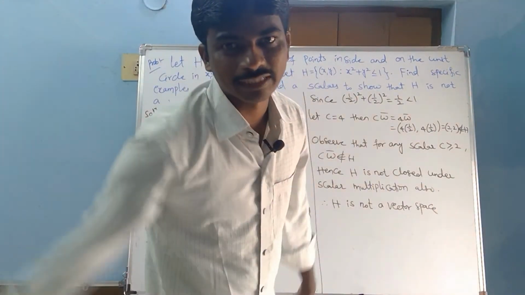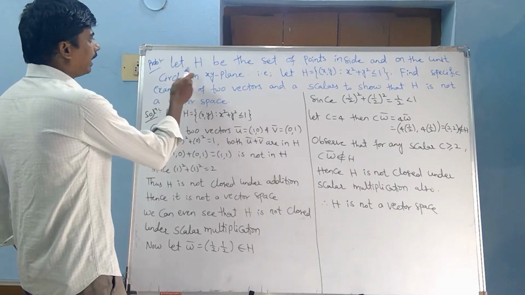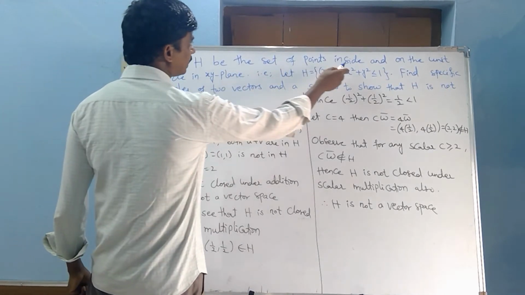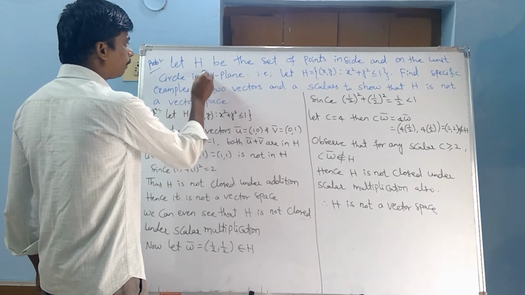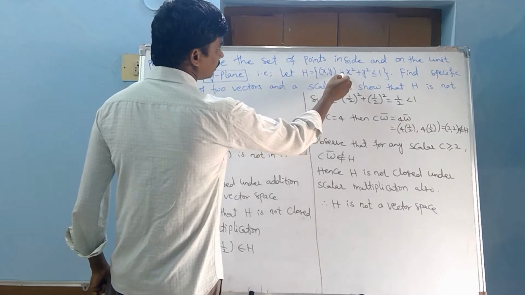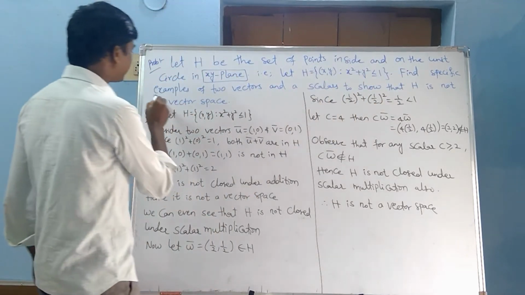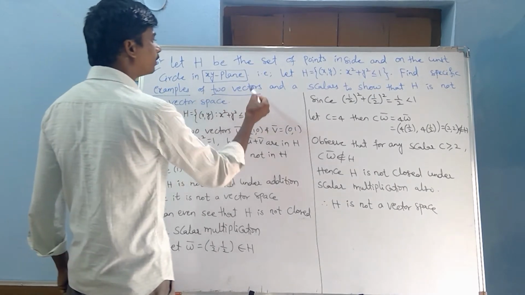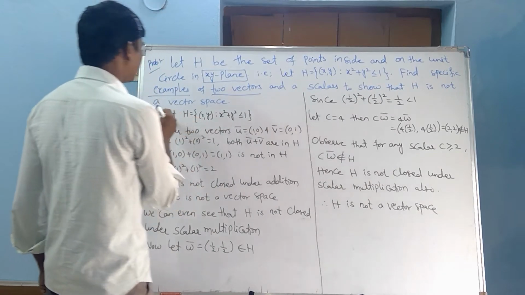Today our topic is vector spaces. This is our most important problem. See here. Let H be the set of points inside and on the unit circle in the xy plane. That is, let H equal (x, y) such that x square plus y square is less than or equal to 1. Find specific examples of two vectors and a scalar to show that H is not a vector space.